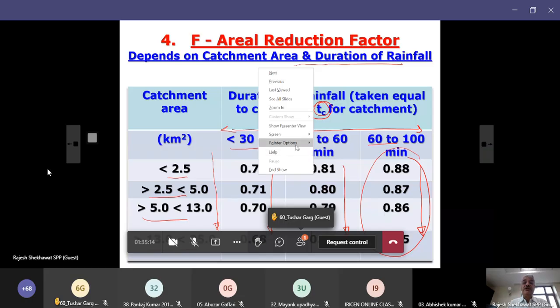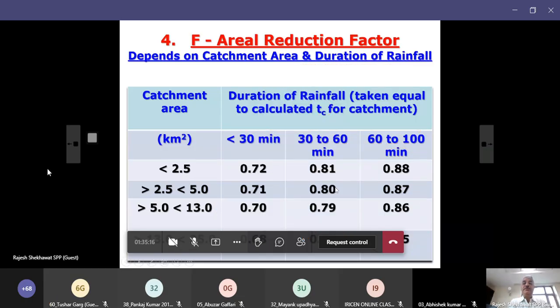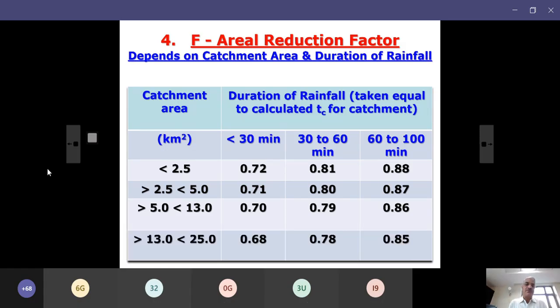So this is about it, and as I told you, all these values will be less than 1 because you are distributing point rainfall into area. Effect will be less. So now we have taken R also, we have taken F also. Knowing R and F, you can calculate C depending on your nature of catchment area.